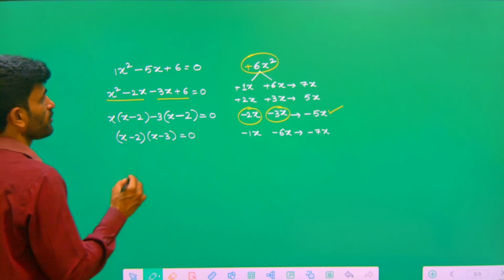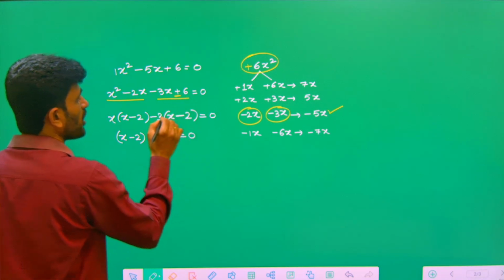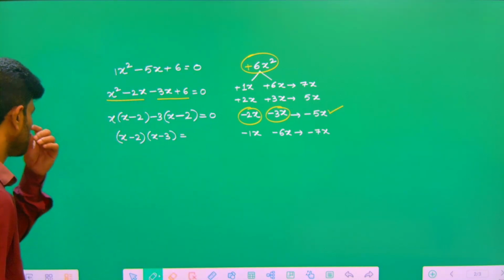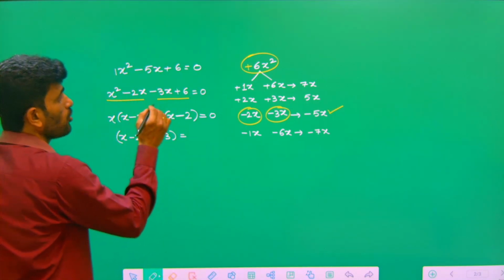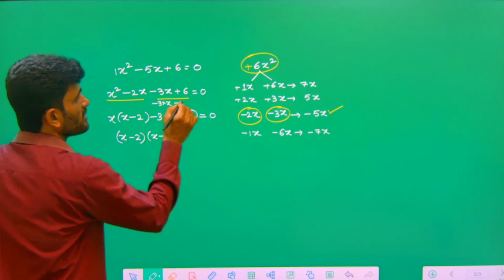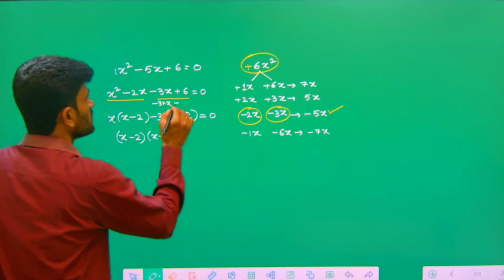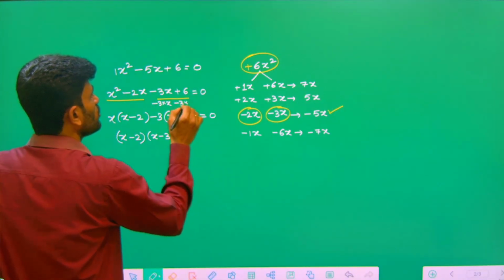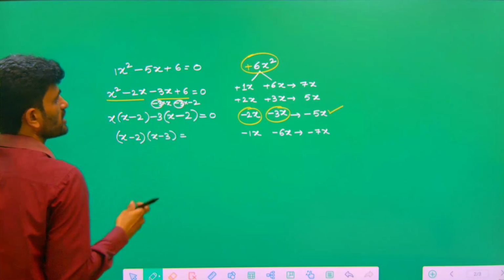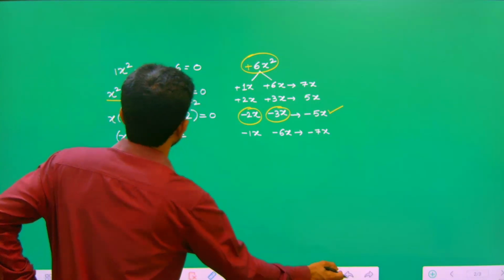Some of you may get confused that plus 6 is there, but after taking minus, you are writing within the brackets. That is because you are taking minus also common. This is minus 3 into x, this is minus 3 into minus 2. So I am taking minus 3 out. Then what is left inside? x minus 2. That's why it is x minus 2. Hope you understood.